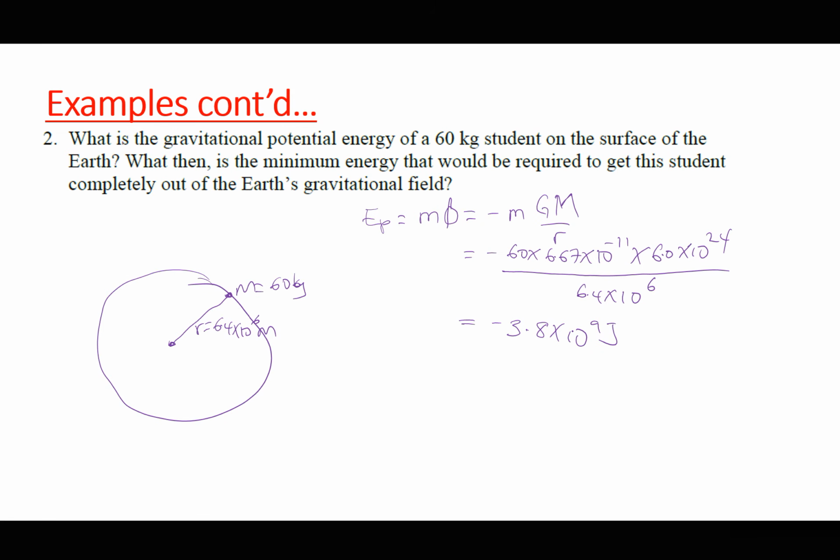So it means to get the student away from the Earth's surface, so that the student reaches infinity where the gravitational potential energy is zero, the student will need 3.8 times 10 power 9 joules to reach infinity. The student will need 3.8 times 10 power 9 joules of energy to be sent from the Earth's surface to infinity where potential energy becomes zero. I think that is obviously easy and understandable.